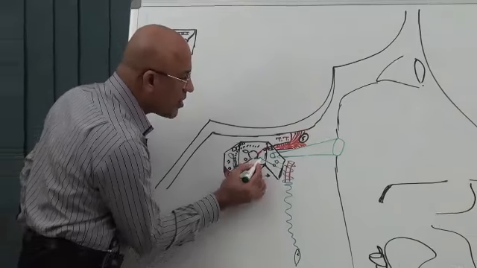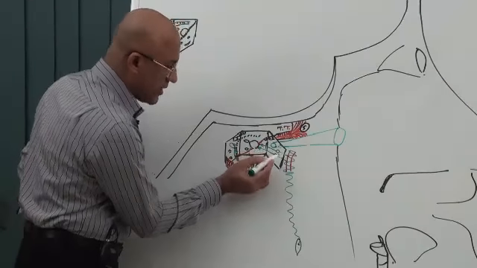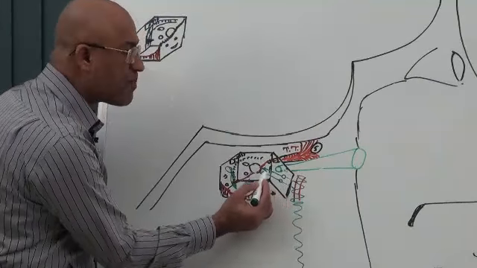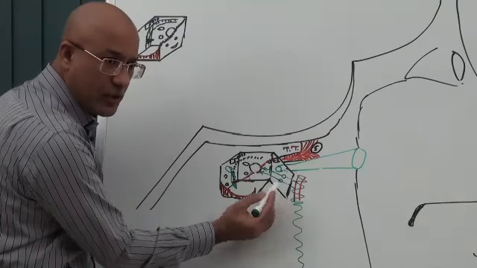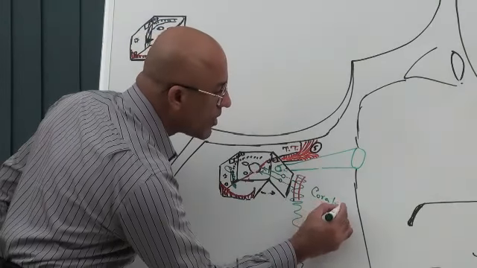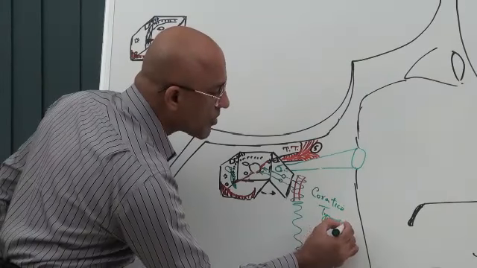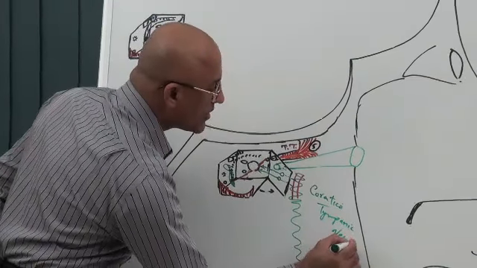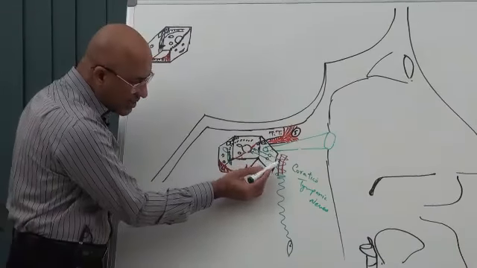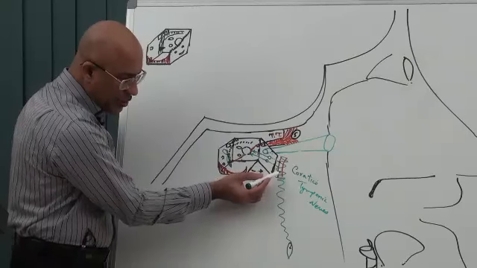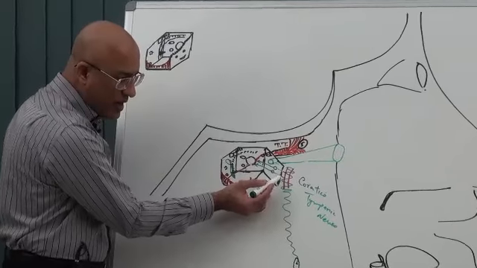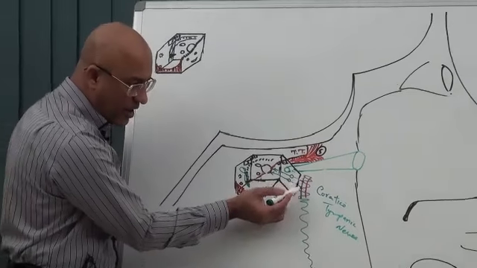These fibers go towards the promontory, right? These are called caroticotympanic nerves, from the carotid artery to the tympanic cavity. We can say there are superior caroticotympanic nerves and inferior caroticotympanic nerves, and these nerves exit from the sympathetic plexus around the internal carotid artery.